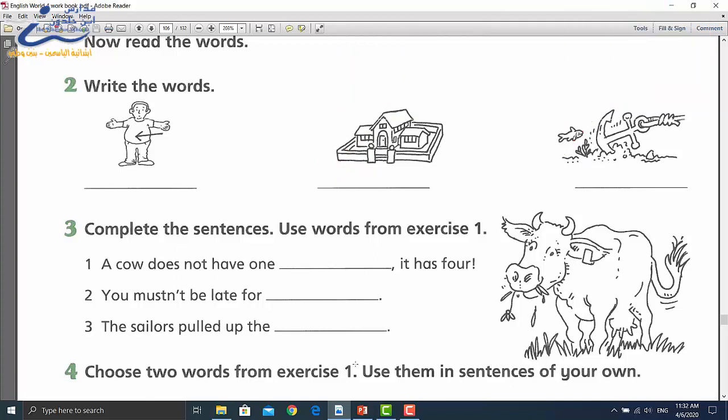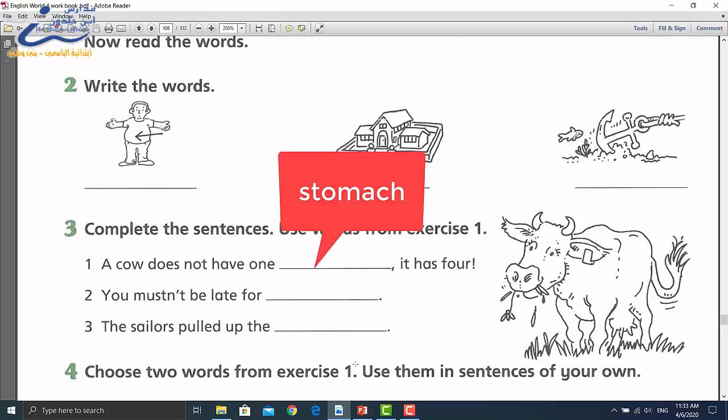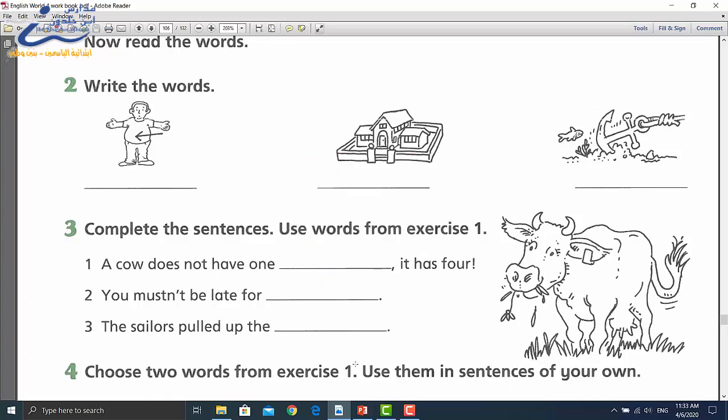Complete the sentences. Use words from exercise number 1. A cow doesn't have one stomach. It has 4. Number 2. You mustn't be late for school. Number 3. The sailors pulled up the anchor. Try to think. Yes, number 1, stomach. Number 2, school. Number 3, anchor.